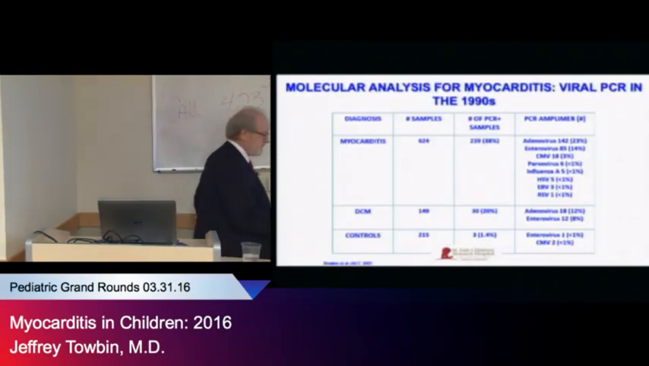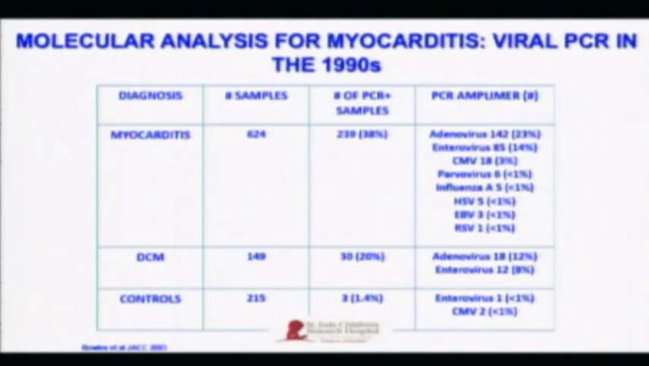So this is from the prior decade, the 90s, and we were doing this for free, so we got a lot of samples. These were clinically diagnosed myocarditis cases, 600 plus cases. These were dilated cardiomyopathy, etiology unknown, and then we had a bunch of controls that were autopsied and didn't have anything related to the heart. You can see that almost 40% of the samples were positive, and in that era, adenovirus was the most common, and Coxsackie made up the majority of the enteroviruses.